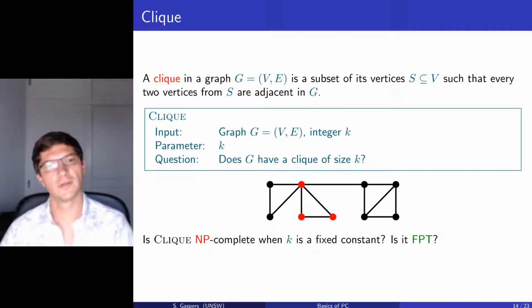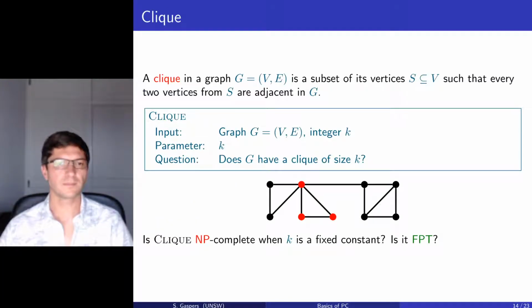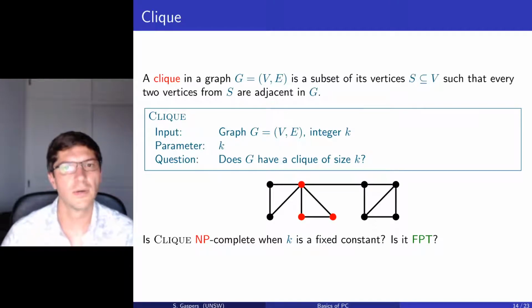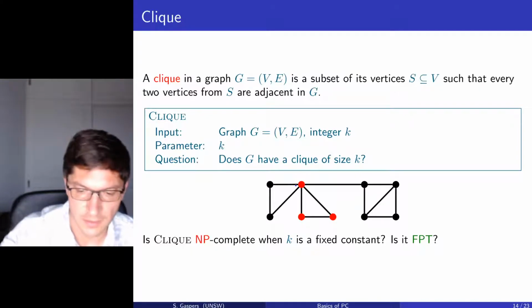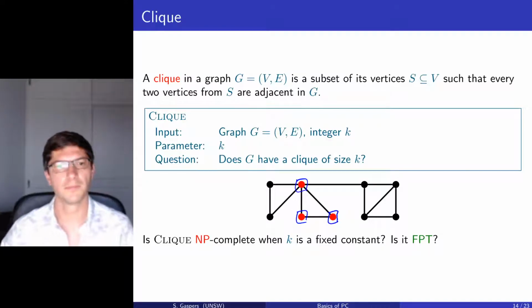Okay, let's consider the clique problem. A clique in a graph is a subset of vertices such that every two vertices are adjacent in the graph. In the clique problem, the input is a graph G and an integer k. k is our parameter, and the question is whether G has a clique of size k. In this example graph, we have these three vertices that are all pairwise adjacent, so they form a clique of size 3.